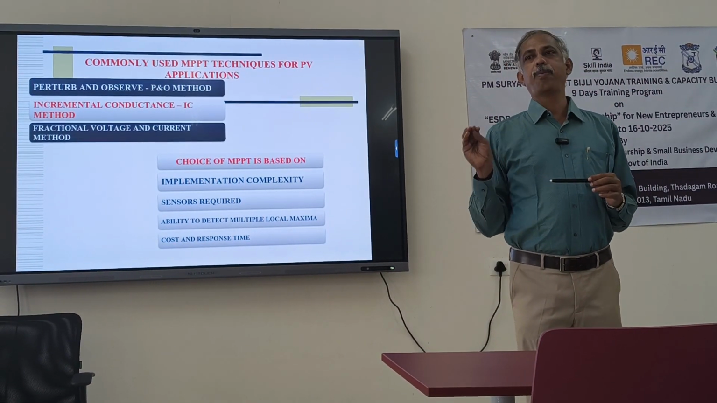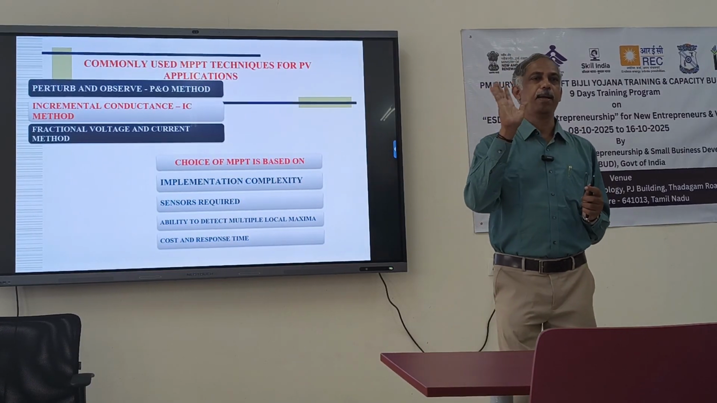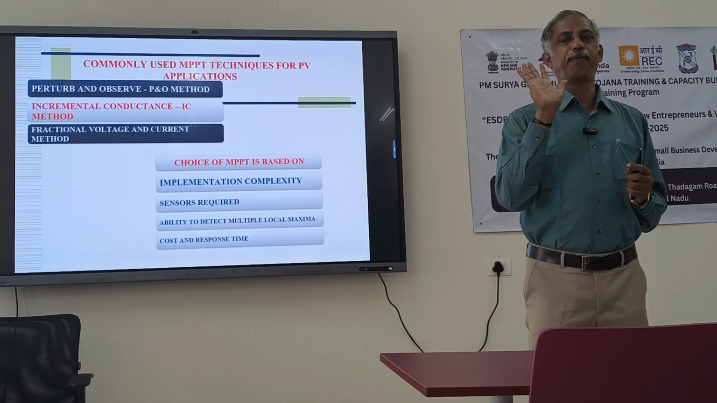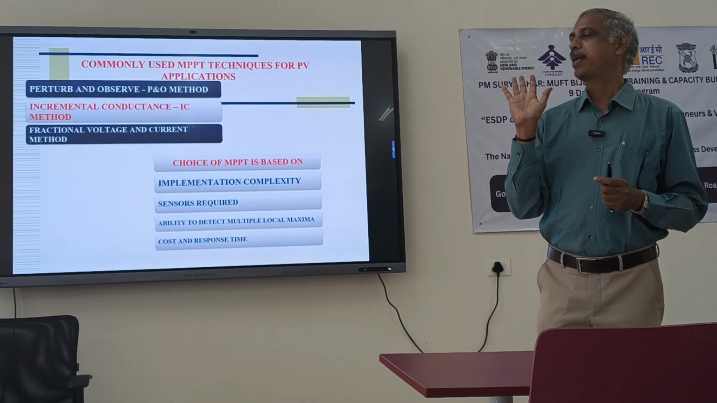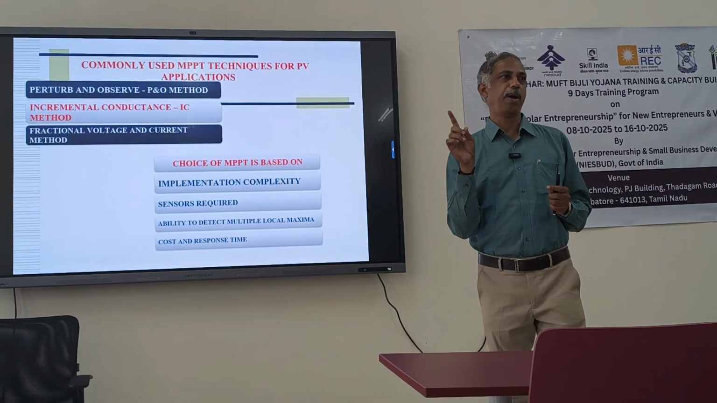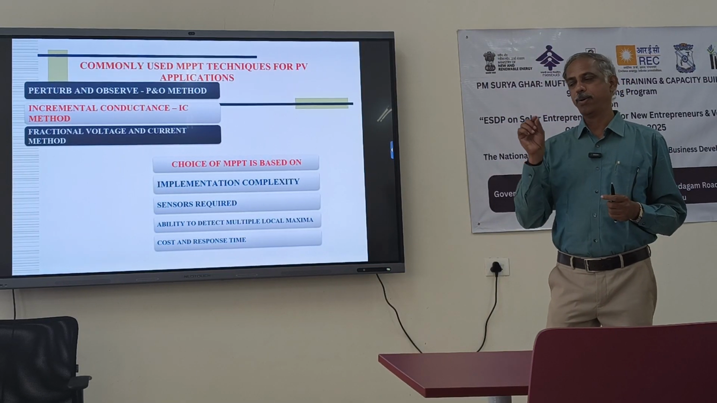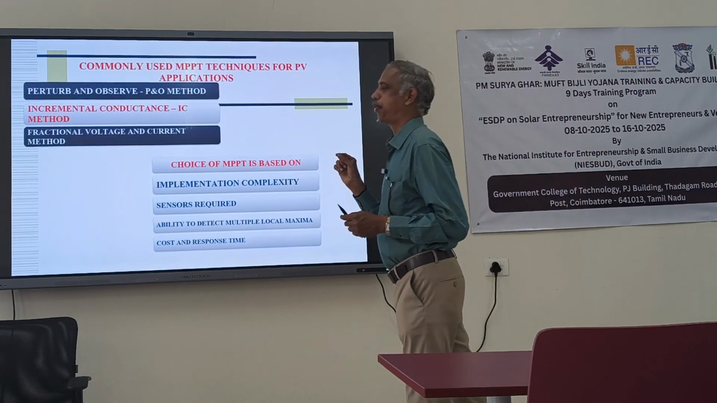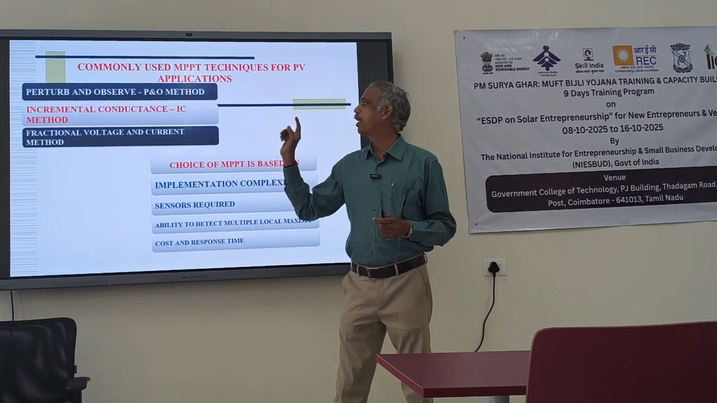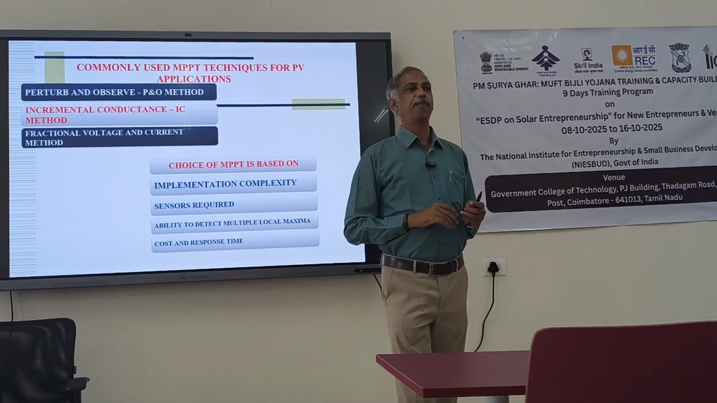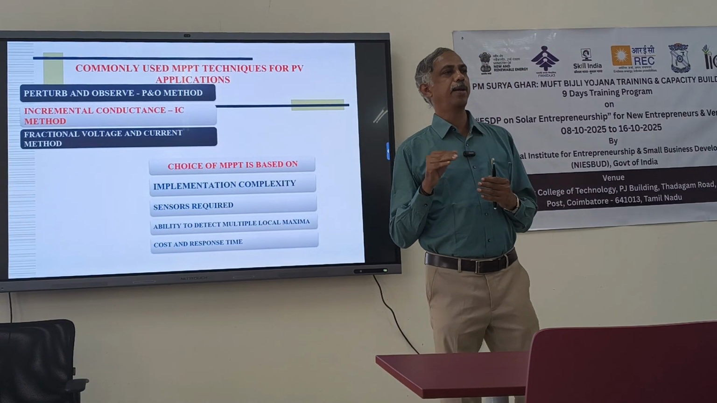I said earlier, maximum power point tracking can be electrical or mechanical. Mechanical tracking is a mechanical movement where the panel is always facing the sun so that it receives more sunshine and more power is generated. But in electrical tracking, we have to identify the operating point. For that, we have several techniques. First, the perturb and observe method, P&O method. Second, the incremental conductance method. Third, the fractional voltage or fractional current method. Okay, these are the main methods used to identify the maximum point.